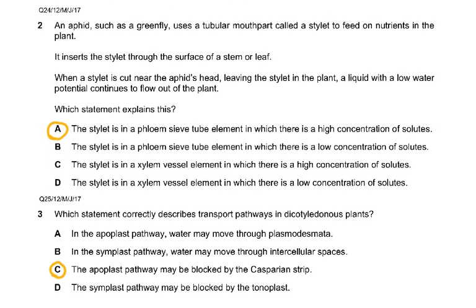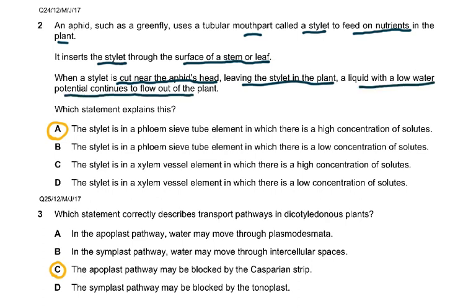An aphid such as greenfly uses a tubular mouthpart called a stylet to feed on nutrients in the plant. It inserts the stylet through the surface of a stem or leaf. When a stylet is cut near the aphid's head, leaving the stylet in the plant, a liquid with a low water potential continues to flow out of the plant. Which statement explains this?